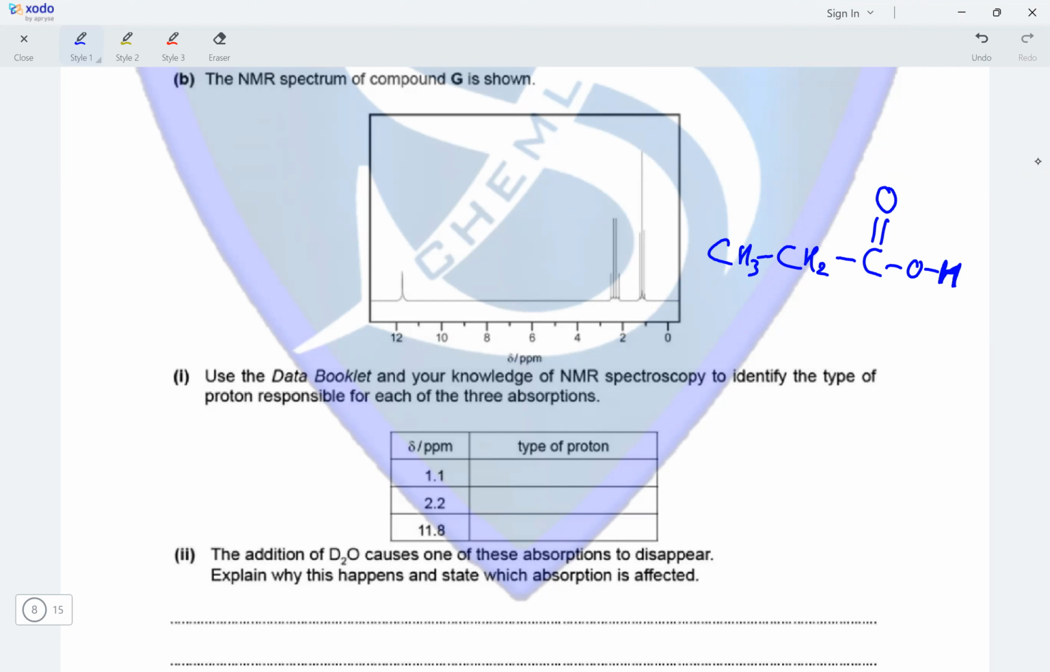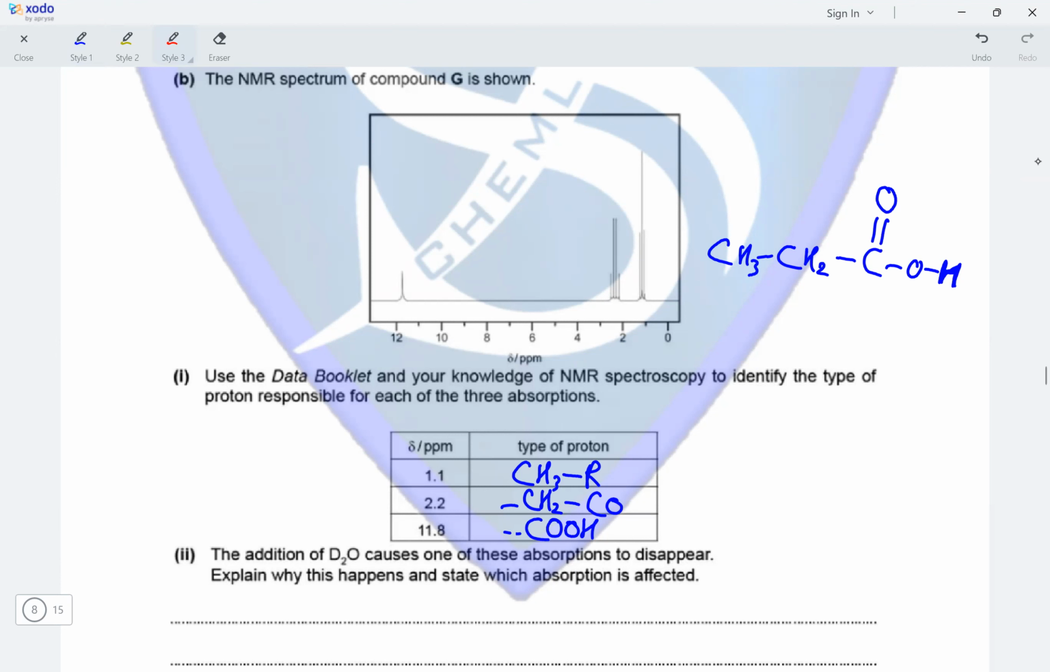So the carboxylic acid having three carbon atoms on it is propanoic acid. So this NMR spectrum is of propanoic acid. Okay. So now we need to identify the type of proton. For the peak at 1.1, it is a CH3 group next to an alkyl group. For the one at 2.2, it is a CH2 group next to a C double bond O. And for 11.8, it is a C double bond O H group.